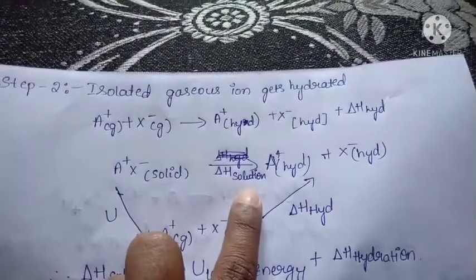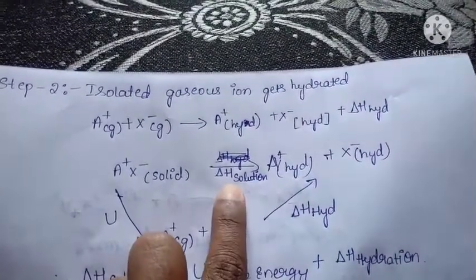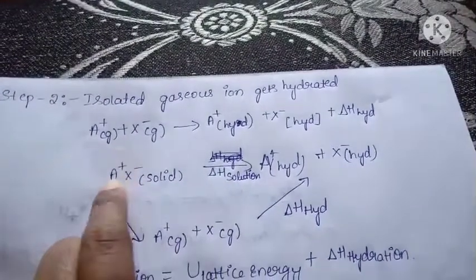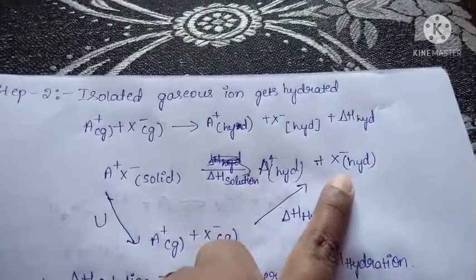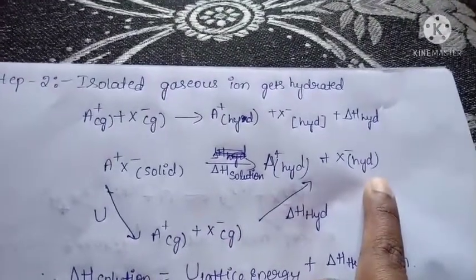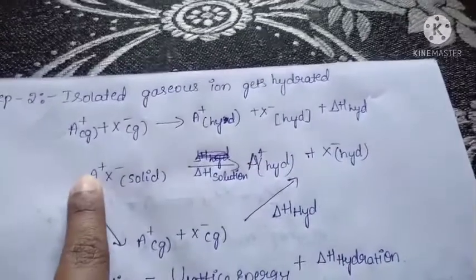This will be enthalpy of solution. The water molecule should be surrounded by cations and anions. It gives A plus hydrated plus X minus hydrated. Okay, this is the main reaction.